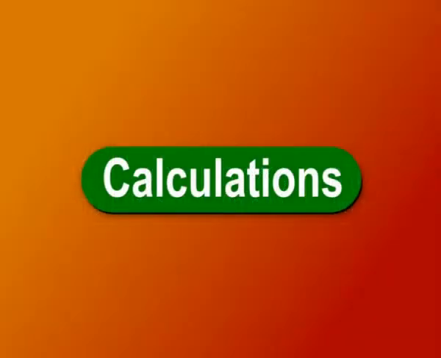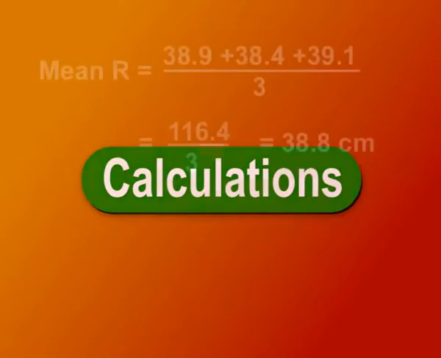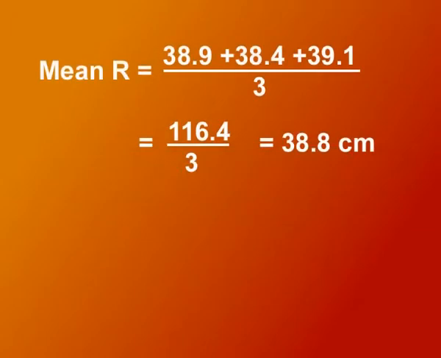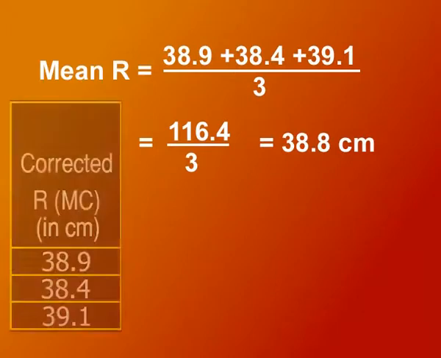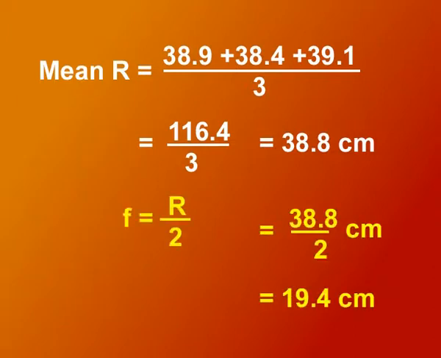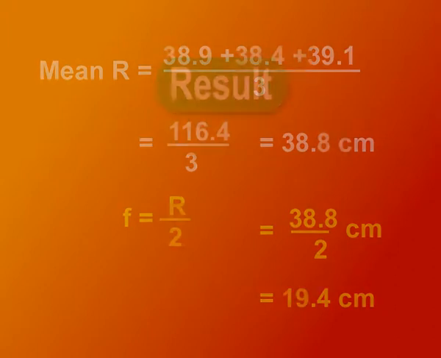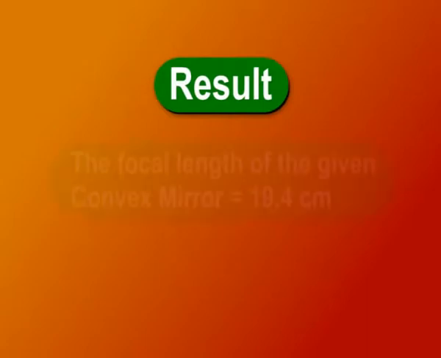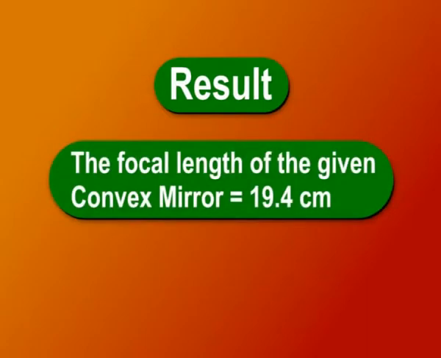Then, let's see how we make the calculations. First of all, calculate the mean R using the values of R from the last column of the observation table. Then, divide the value of mean R by 2 to get the focal length of the convex mirror. The result is to be written as: the focal length of the given convex mirror is 19.4 centimeter for the given mirror in this case.